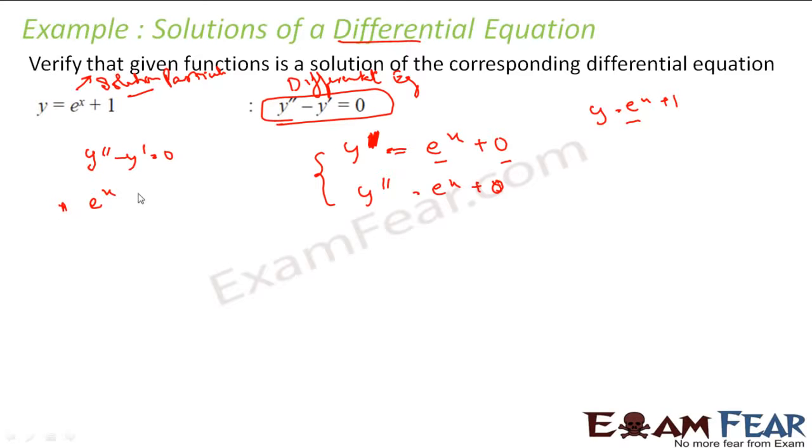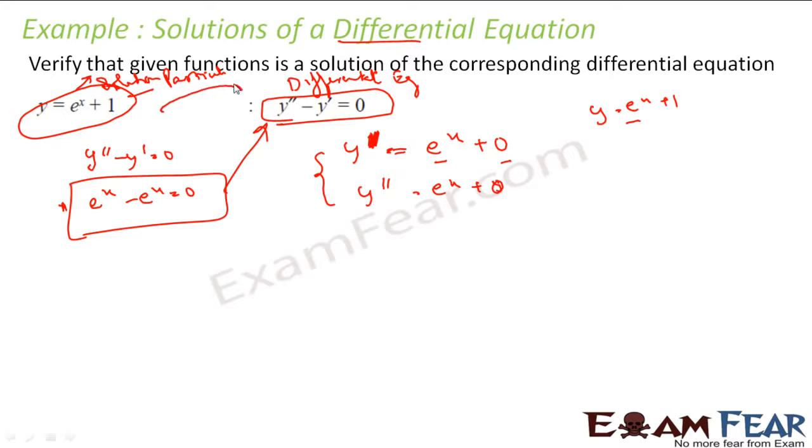Y double dash is e to the power x plus 0, which is 0 only. And y dash is also the same. So if you see, this guy becomes 0. So this actually fits to this solution. So I can say that this solution is a solution for this differential equation.